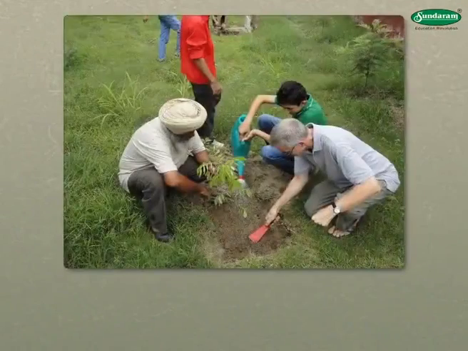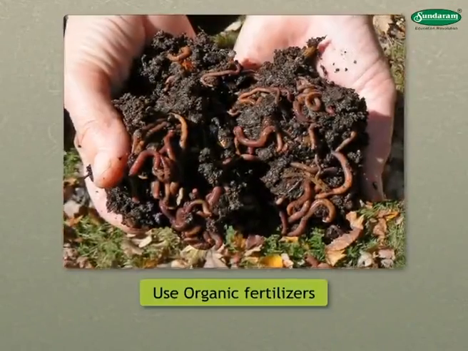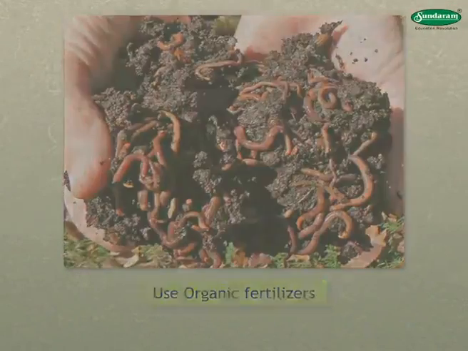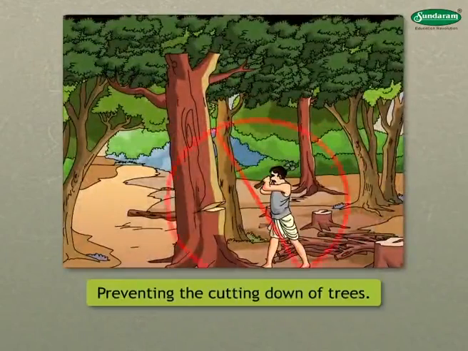Let us protect soil by 1. Planting trees. 2. Using organic fertilizers. 3. Using organic insecticides. 4. Preventing the cutting down of trees.